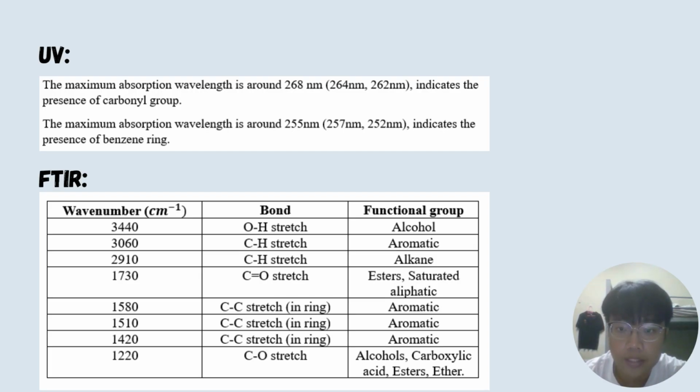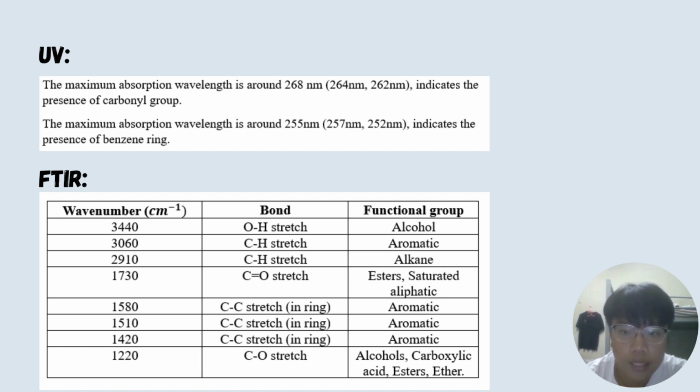So for the UV test, the maximum absorption wavelength of the carbonyl group we can find is around 268. So the wavelength we get is 264 and also 262, so it is in the range of the carbonyl group. The second maximum absorption wavelength we found, 257 nanometers and also 255 nanometers, is in the range of about 255. So it indicates the presence of the benzene ring. So this one is for the UV test.